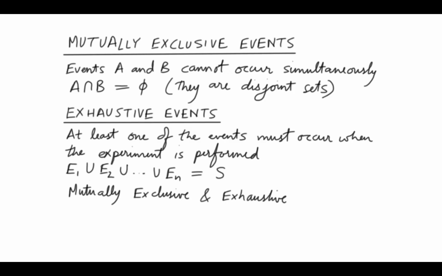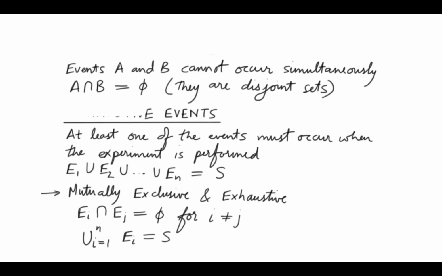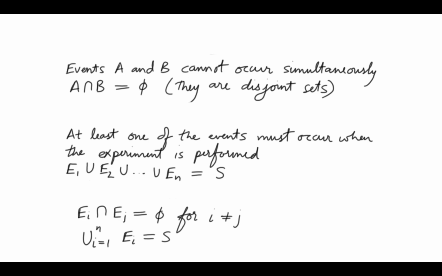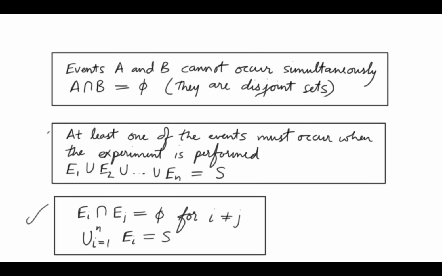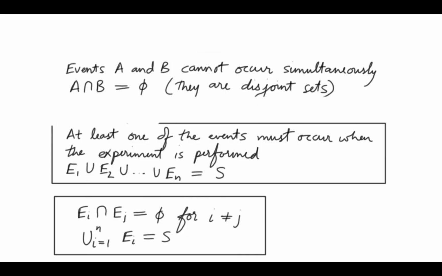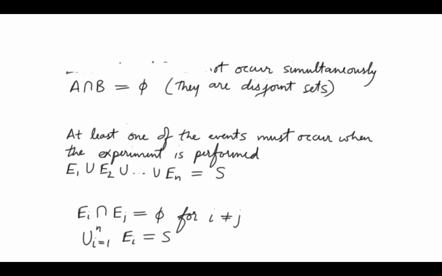On the flip side, a collection of events is exhaustive if their union blankets the entire sample space. This means at least one of them must happen whenever the experiment is run. If a group of events are pairwise disjoint and their total union equals S, the sample space, then they form a perfect non-overlapping partition called a mutually exclusive and exhaustive set.